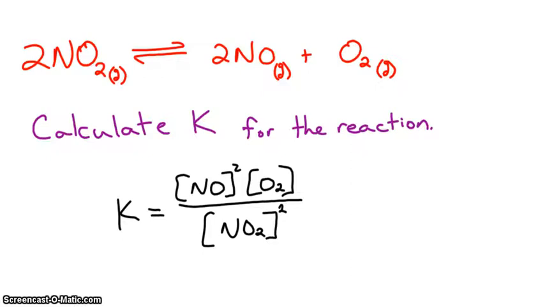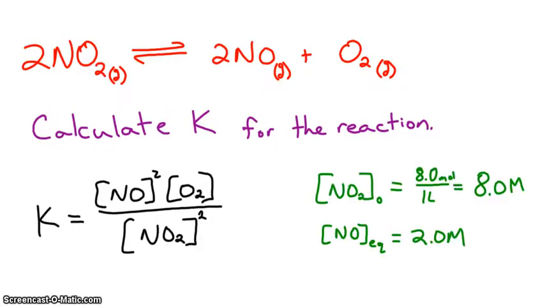Since we're asked to calculate the equilibrium constant for the reaction, we need to write an equilibrium expression from the balanced chemical equation. Now to solve K, the equilibrium constant, we need the equilibrium concentrations of all the gases. We're given the equilibrium concentration of the NO gas, 2.0 molar. We are not given the equilibrium concentrations of NO2 or O2. We are, though, given the initial concentration of the NO2 gas being 8 molar. 8 moles in 1 liter is 8 molar.